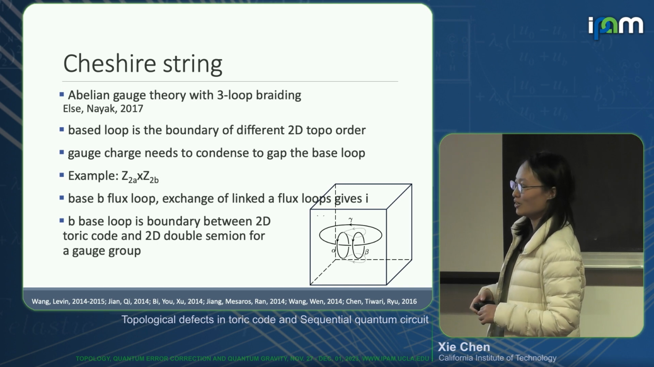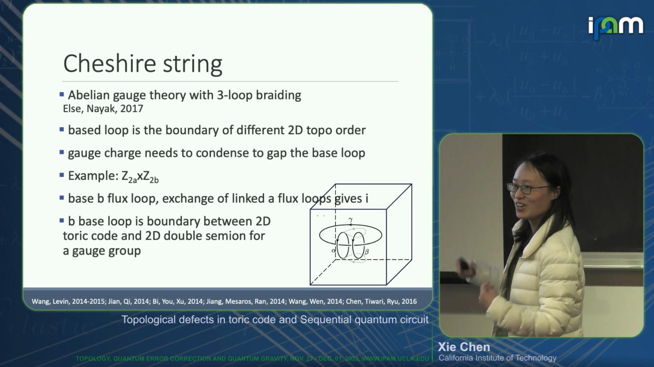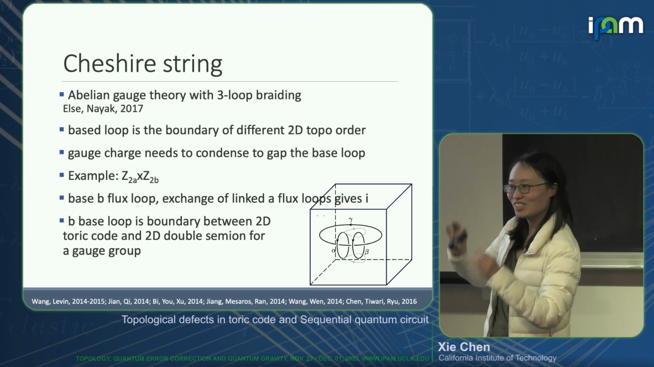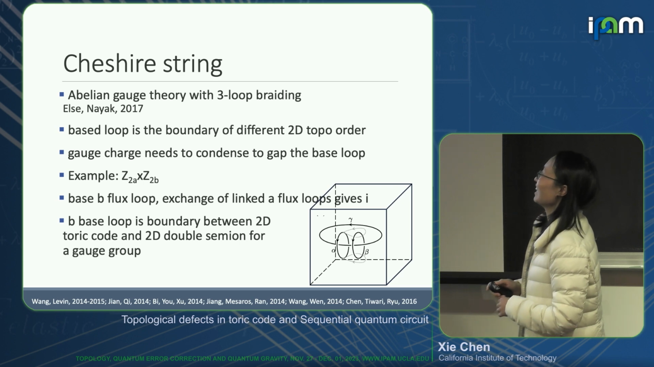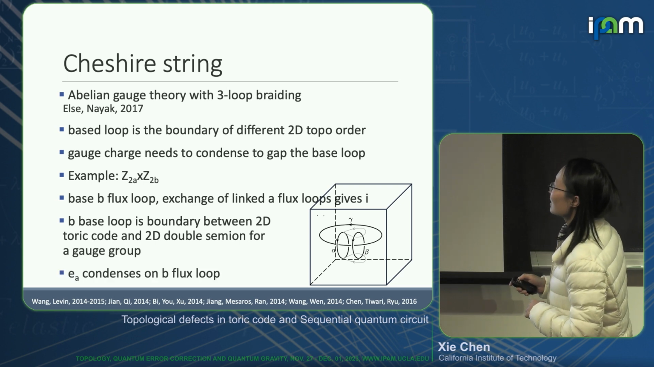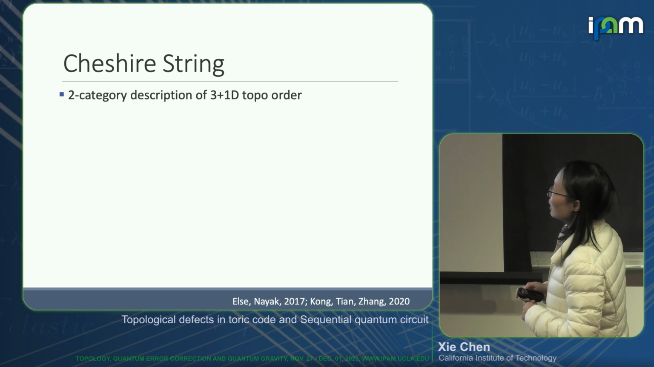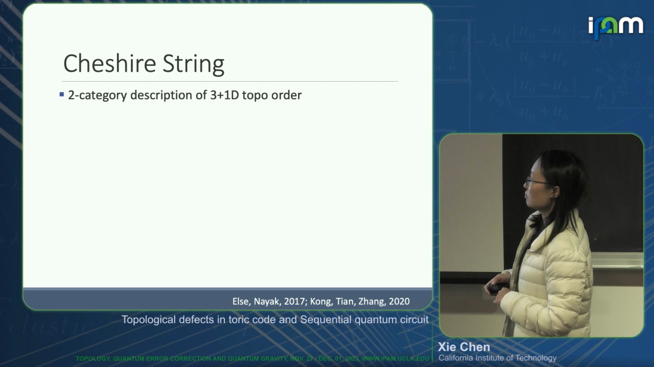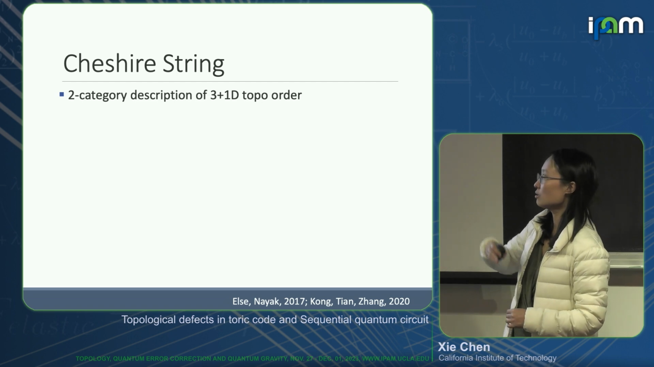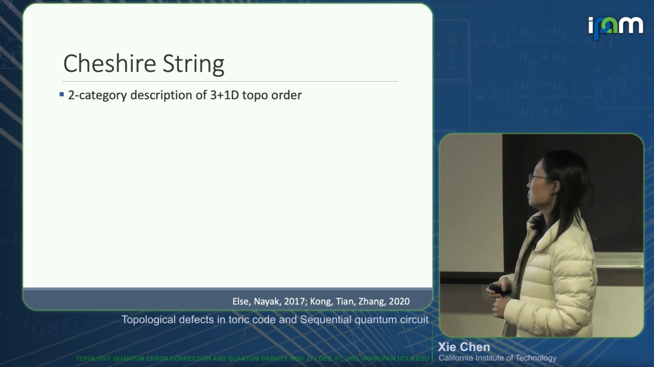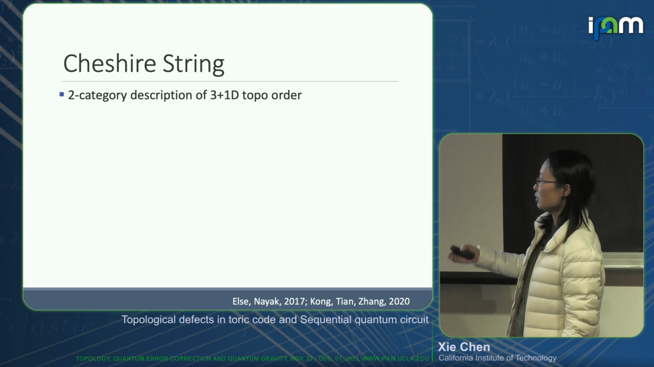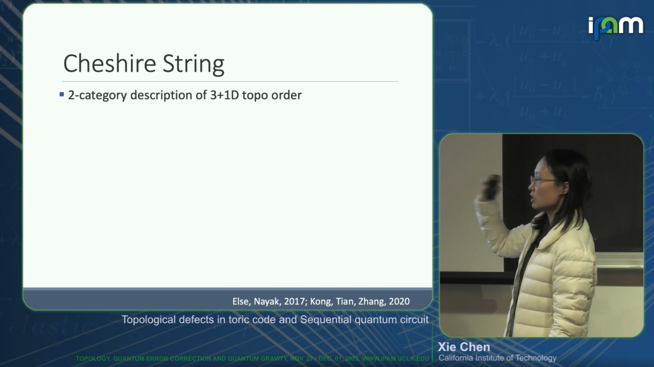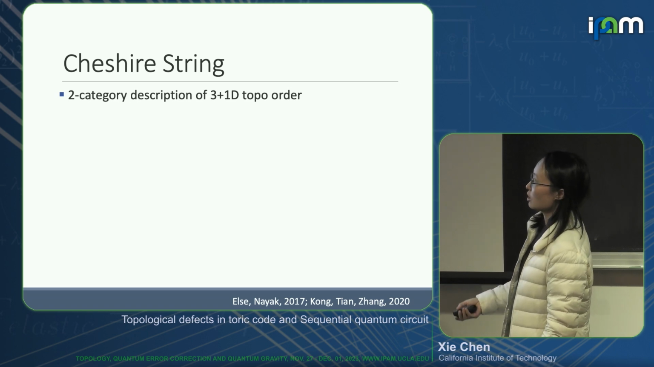Okay, so this is the way I try to justify why I need to think about Cheshire string, even though for toric code it's still not that necessary. Okay. So coming back to toric code, what happens is that the flux loop doesn't have to be Cheshire. We can just have a flux loop without condensing the charge.